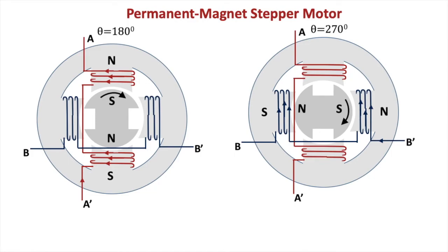For 270-degree rotation, again we'll change the direction of the coil in phase B, and you can see the direction. Now A is not energized, it's B which is energized. After 270 degrees, the position of the rotor has rotated by 270 degrees.